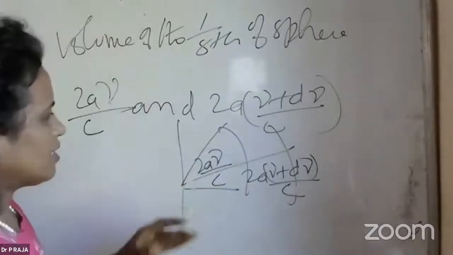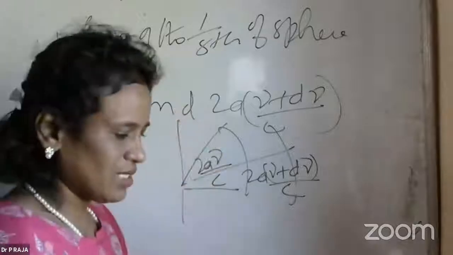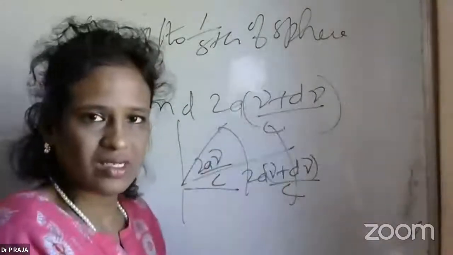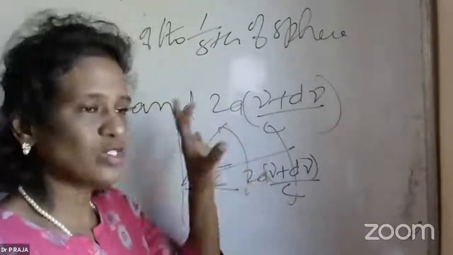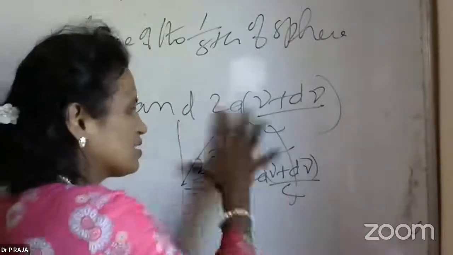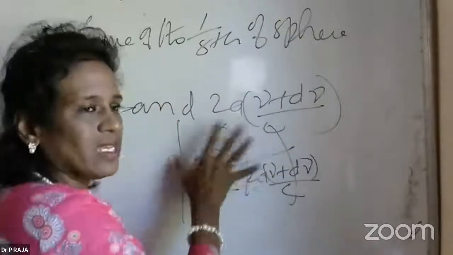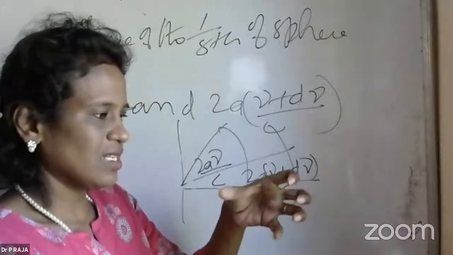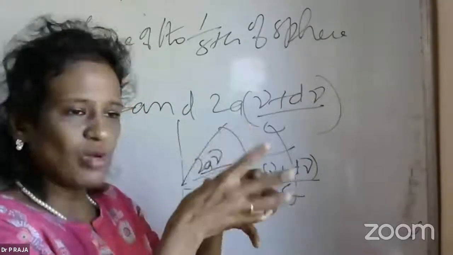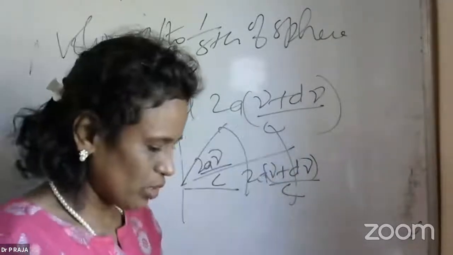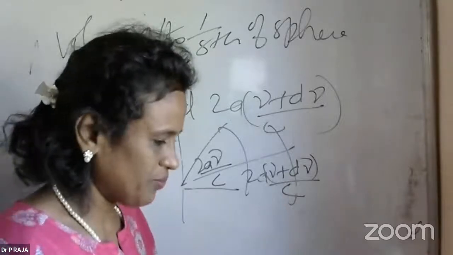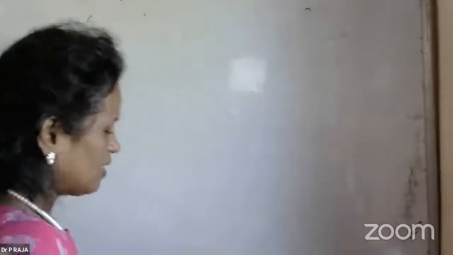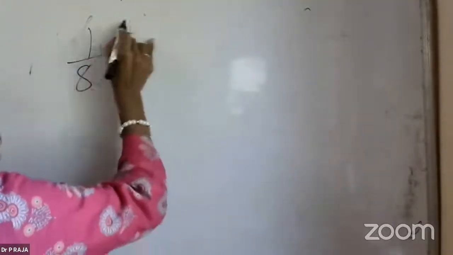When we take the sphere, it's just the 1/8 portion, the octant, that we are going to consider. In the circle, it is 1/4, but in the sphere, it is 1/8. If you take a sphere and cut it, one portion will be equivalent to 1/8 only. Therefore, we will be dividing the equation by 1/8.